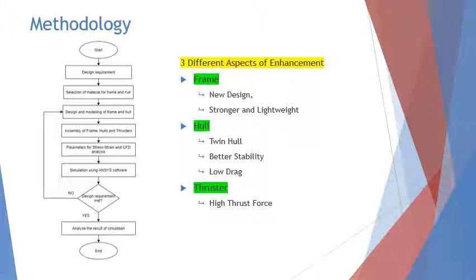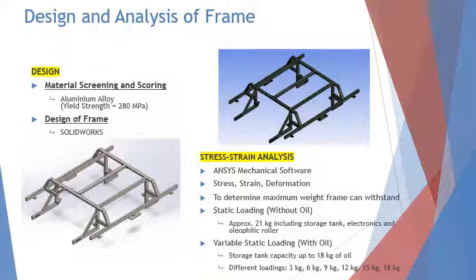In the methodology slide, there are three different aspects of enhancement, which is frame, hull, and thrusters. In the frame, there will be a new design that is stronger and lightweight. Next, for the hull there will be two hulls for better stability and low drag, and for the thrusters is high thrust force. In the design and analysis of frame, the material used is aluminum alloy and is designed using SolidWorks.